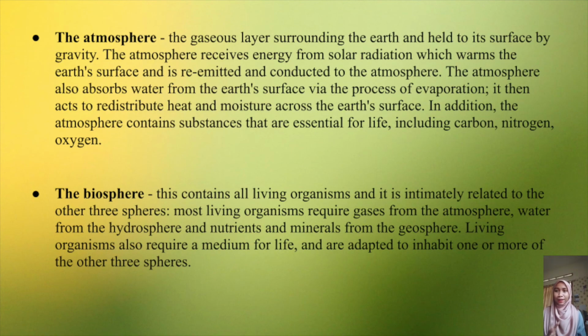The second one is the atmosphere. The atmosphere is the gaseous layer surrounding the Earth and held to its surface by gravity. The atmosphere receives energy from solar radiation, which warms the Earth's surface and is re-emitted and conducted to the atmosphere. The atmosphere also absorbs water from the Earth's surface via the process of evaporation. It then acts to redistribute heat and moisture across the Earth's surface. In addition, the atmosphere contains substances that are essential for life, including carbon, nitrogen, and oxygen.